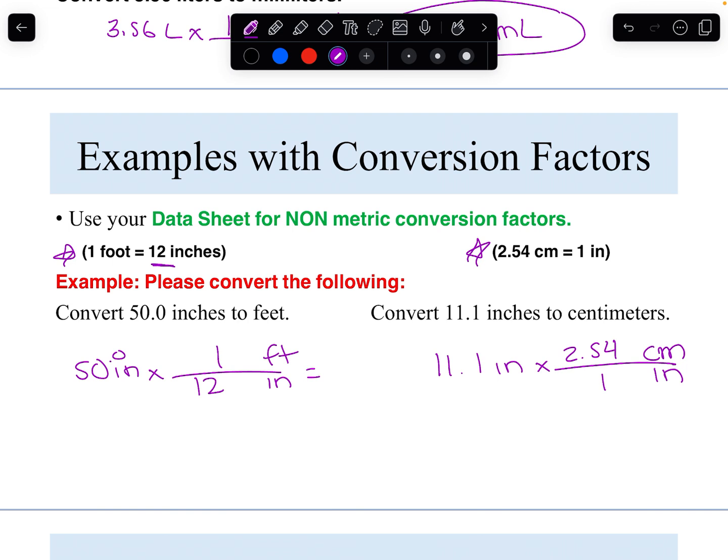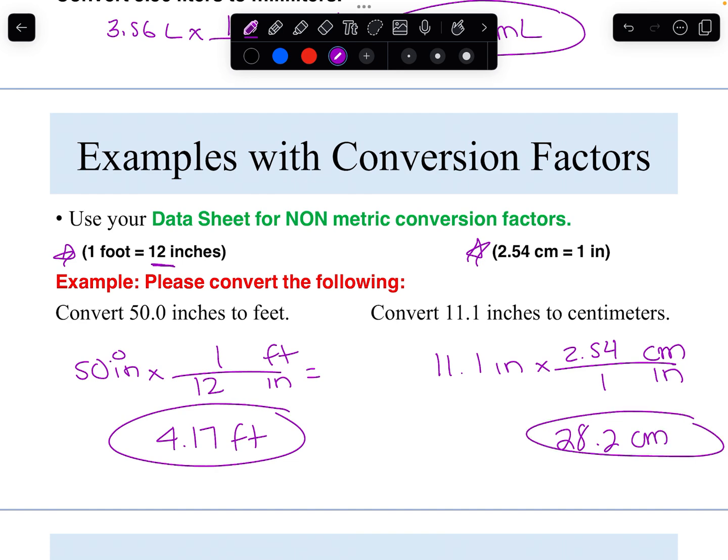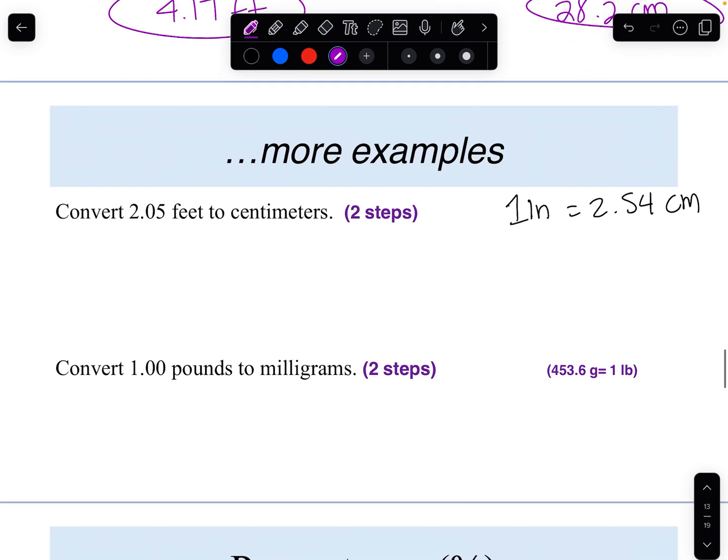Okay? Now, this 50 and the 12 are on opposite ends, a top and a bottom, so you divide them. You end up getting 4.17 feet. And this is 11.1 times 2.54. You get 28.2 centimeters. Okay? A couple more examples here.